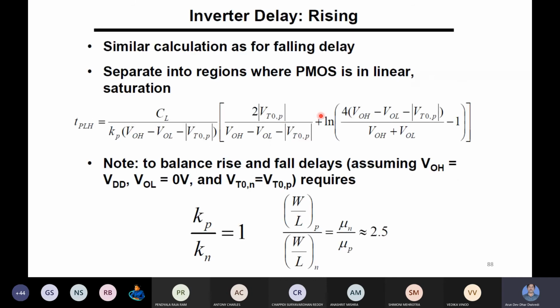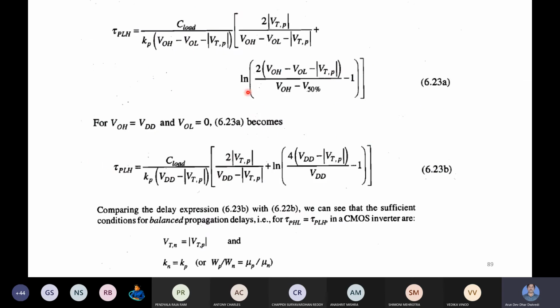Instead of writing VOL and VOH every time, VOH can be replaced by VDD and VOL can be replaced by 0. Then TPLH becomes C load over KP (VDD minus VTP mod), in brackets 2 VTP mod divided by (VDD minus VTP) plus ln of 4 (VDD minus VTP) divided by VDD minus 1. So this is the low to high delay during the low to high transition.